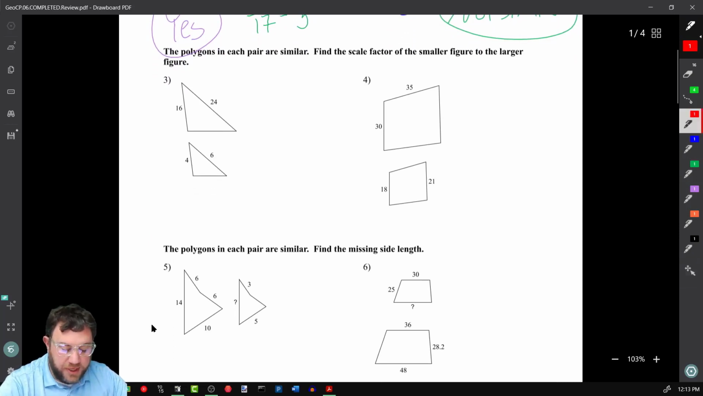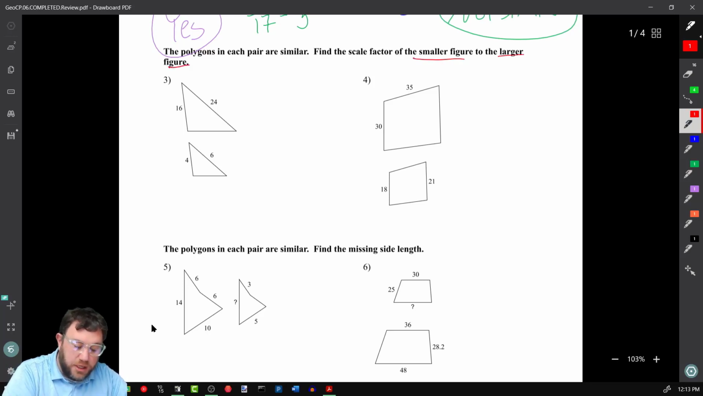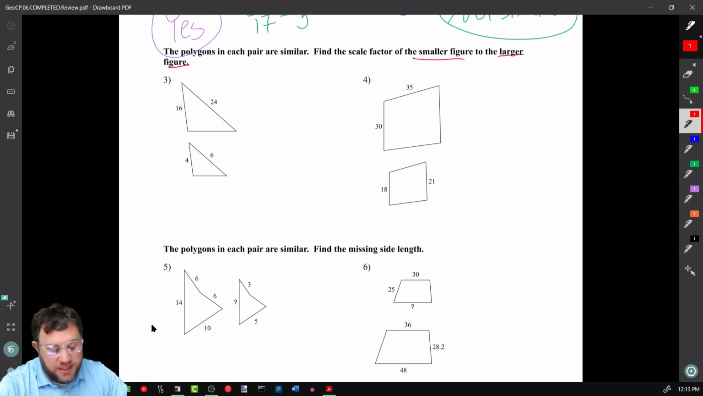All right, for 3 and 4, this tells us that these are similar. So we already know that. What we need to do is figure out what the scale factor is. And that's just always setting up our fraction and reducing it. Now this says from the smaller to the larger, so we would always want the smaller number on top. If you did this upside down and got a larger number than 1, that's okay as long as your numbers still match up. I'm still going to count it right.